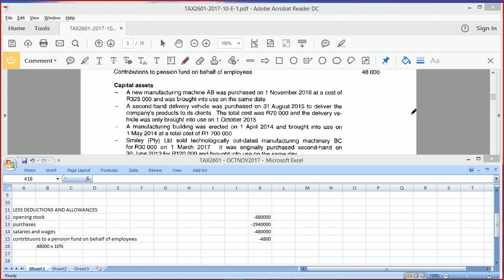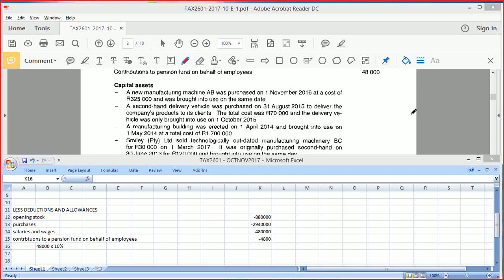Well, how do I say? It's capital because we're actually purchasing an asset. We're not purchasing this asset in order to sell it off two days later. This is something that we're purchasing in order for us to produce our trading stock. Exactly. So production is very important, right?